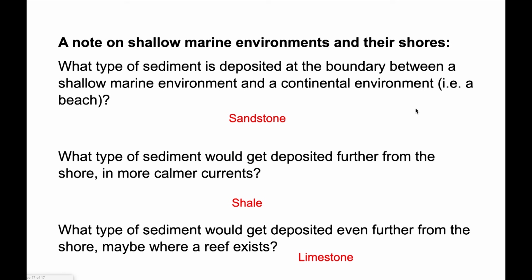Here's an interesting little thought about how can we figure out what the water level used to be, or how the water level of a shallow marine environment used to change. Well, we can think about the different regions of a shallow marine environment. We've got the beach, which would eventually turn into sandstone. We've got further out into our marine environment, which would eventually turn into shale, because those finer sediments are able to settle when there's not as much of a current going back and forth all the time. And then even further out, where we have our coral reef, we can typically get limestone.